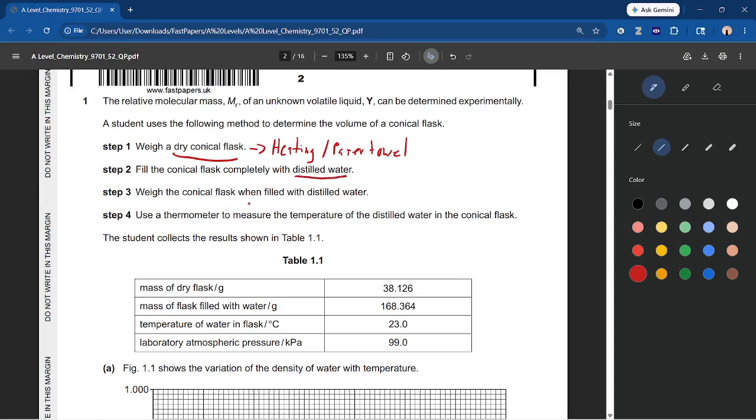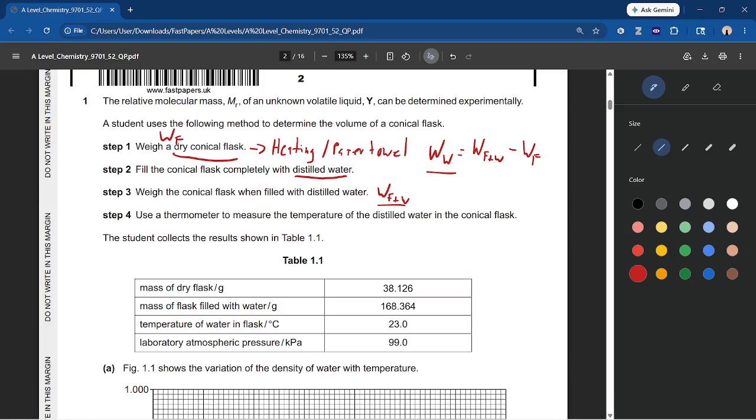Fill the conical flask completely with distilled water. Weigh the conical flask when filled with distilled water. Use a thermometer to measure the temperature of the distilled water in the conical flask. So how do you find the weight of the water? Let's say weight of water equals the weight of flask plus water minus the weight of the flask. So this is the weight of flask, this is the weight of flask plus water. So you subtract this from that and you're going to get the weight of the water.